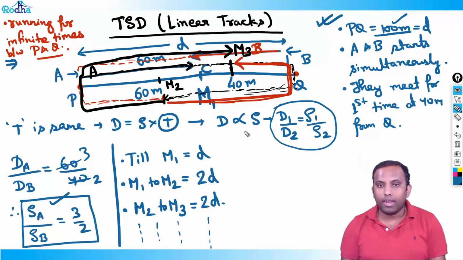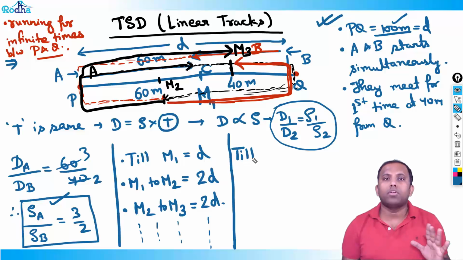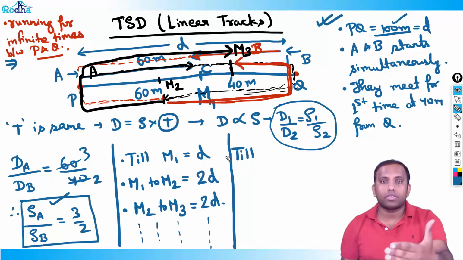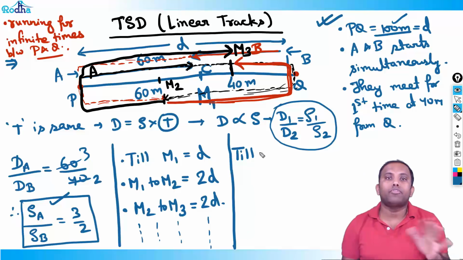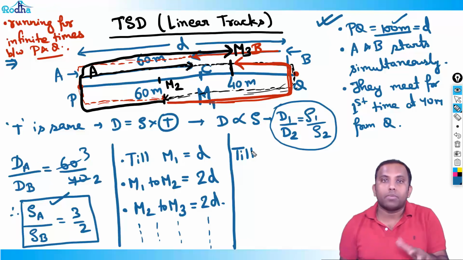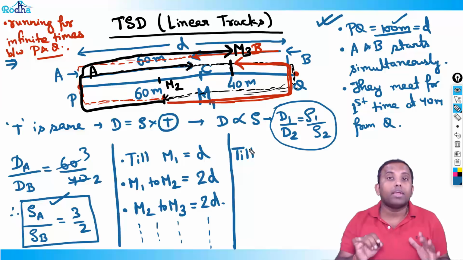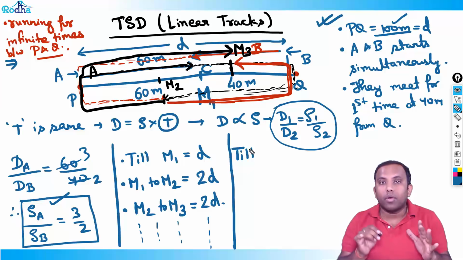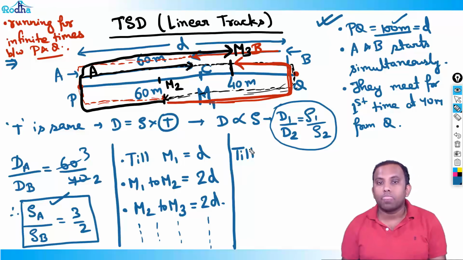Now, suppose I tell you till the 15th meeting, just understand, I'm just explaining a concept here, not doing any question. Question we'll do in the next slide. If I tell you to find till the 15th meeting point, what is their combined distance traveled and what is their individual distance traveled by A and B? So till M15.